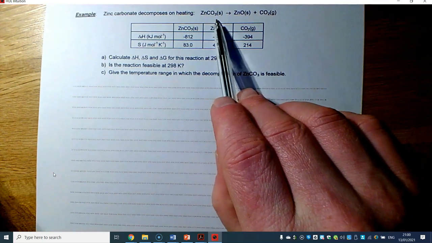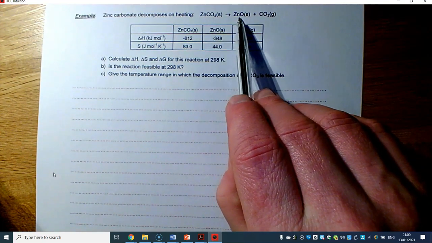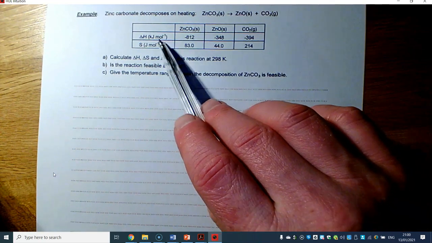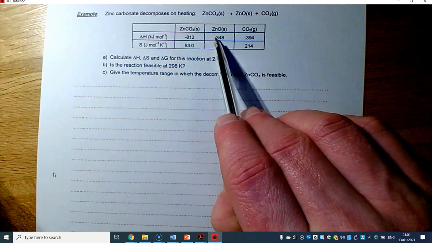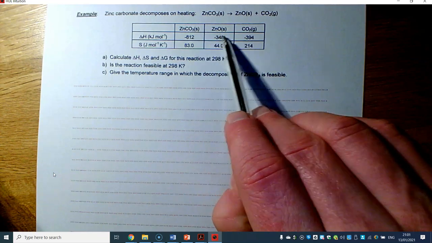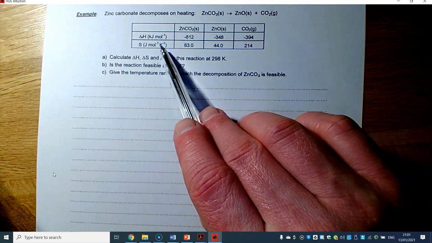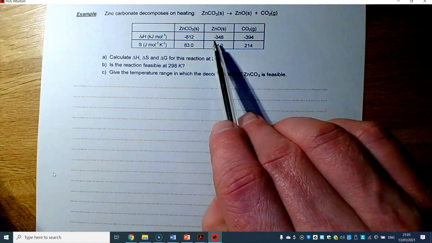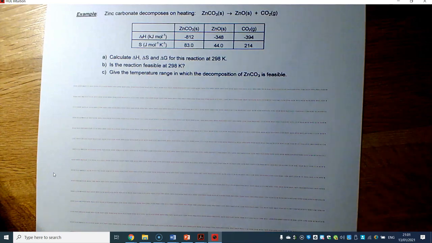So here's a reaction where you've got zinc carbonate being thermally decomposed into zinc oxide and carbon dioxide, and you're given in the question delta H of formation of the reactant and both the products, and you're given the standard entropies of the product and the reactant. So we can calculate delta H, delta S, and delta G for these without too much difficulty, hopefully.